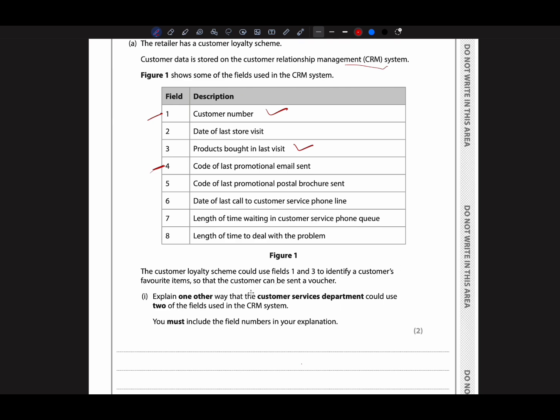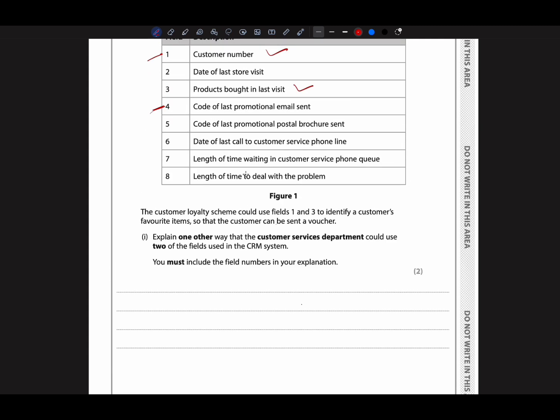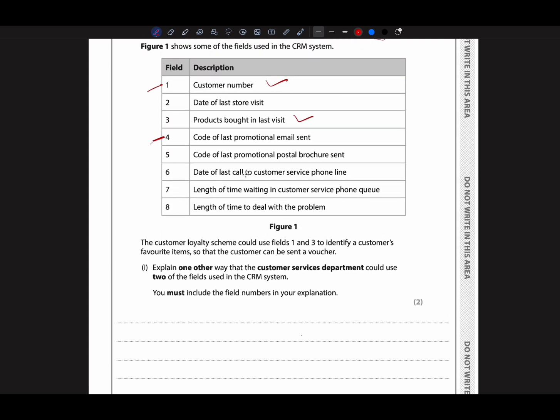Then explain one other way that the customer service department could use two of the fields used in the CRM system. You must include the field number in your explanation. So you have to think about what the two other fields can be that they can use to improve their services, right? Most people think they can use it for promotional things. Like 1 and 3 are mostly used for promotion, so that they can sell more products, right? Besides that, they can also think about 7 and 8.